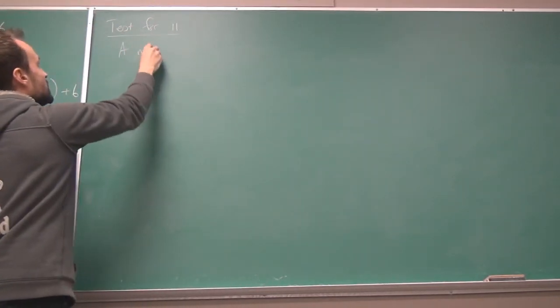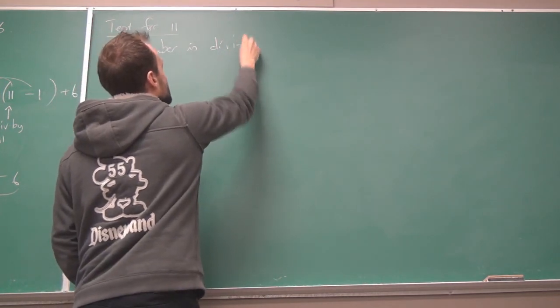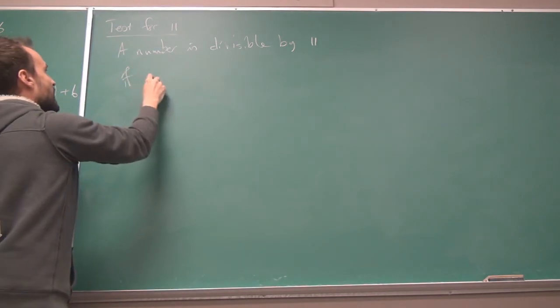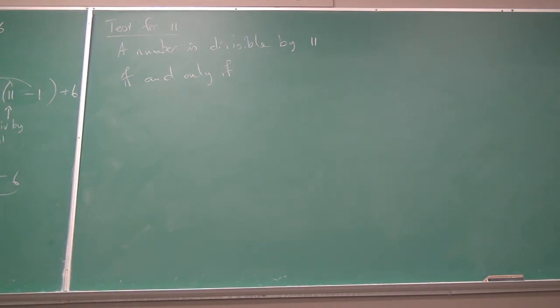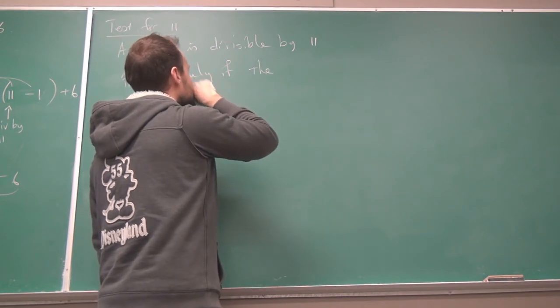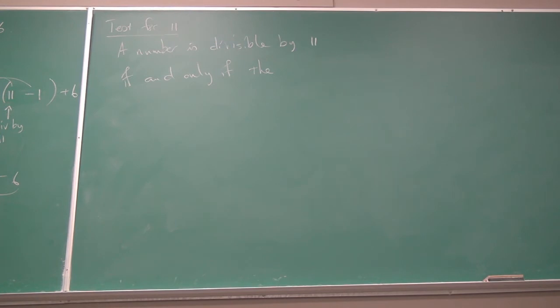A number is divisible by 11 if and only if, that's the only test we need. If it works, it's divisible. If it doesn't work, it's not divisible by 11. If and only if the, let's say, oh, how should we say it? Best way. I don't want to look at it. I want the phrasing to be consistent with the book. There are many ways to phrase it.